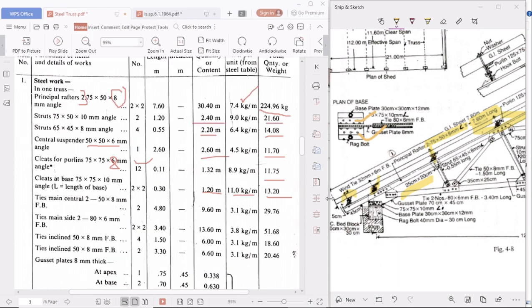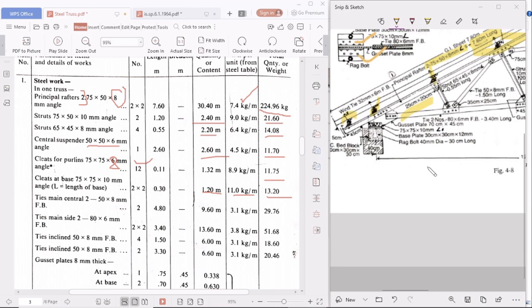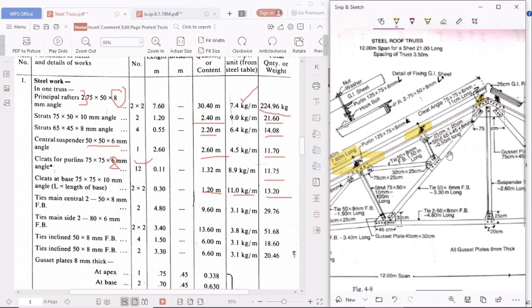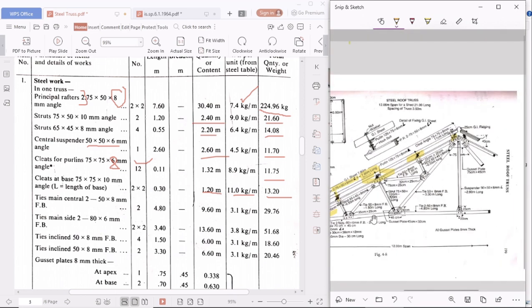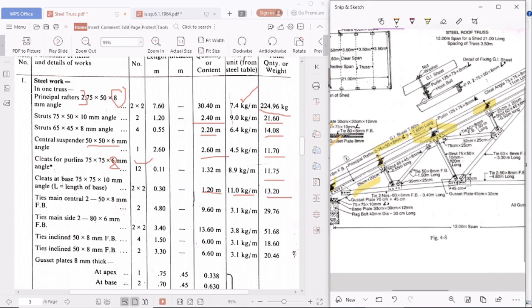Now ties. The principal rafter is over, then the struts are over, then the central suspender is over, then the cleat angles are over. Okay, what do we have left? We have left these ties, one tie, two tie. So these are all the ties. Okay, this inclined tie. Then the gusset plates are there. Okay, see. So ties we will take one by one.